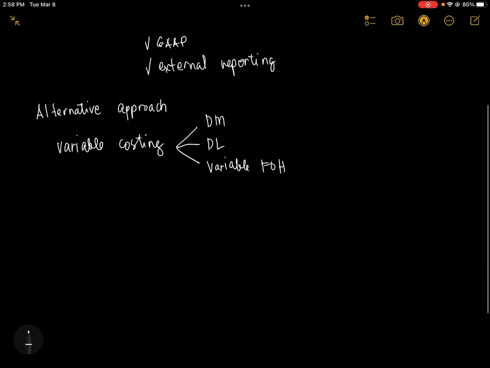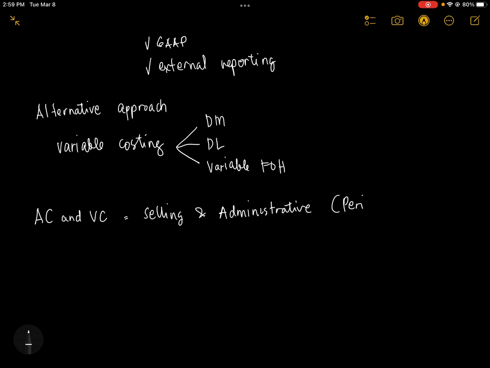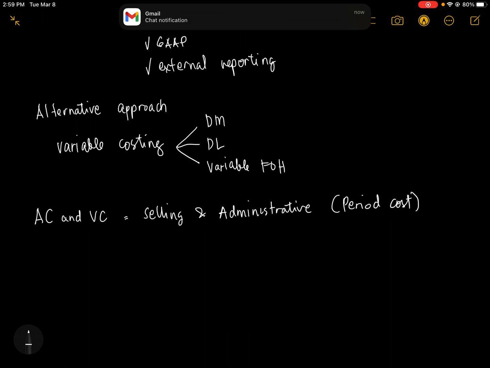In addition to that, in absorption costing and in variable costing, in both methods, the selling as well as the administrative expenses are classified as period cost. So, whether it's variable or fixed, for as long as it is part of non-manufacturing cost, as in the case of selling and administrative expenses, they are classified as period cost, meaning they should be expensed in the period they are incurred.